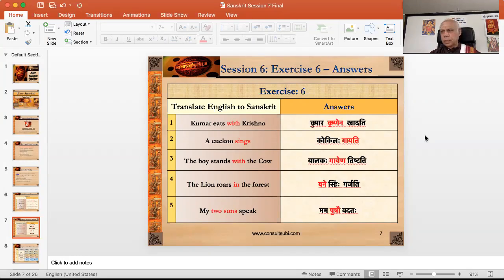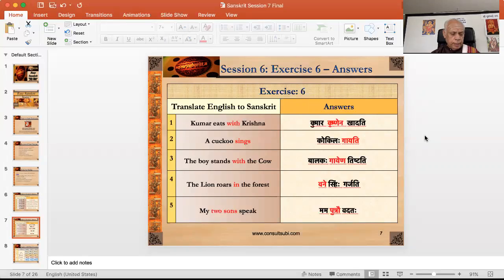My two sons speak. Now, I intentionally gave this for you to understand the dual form. Mama putrau. Putrau. Somebody used tanayau. It's also equally correct. Putrau vadataha. Dual form. Vadati is singular. Aham or swam vadati. If it is plural, you say vadanti. So if it is dual, you say vadataha.